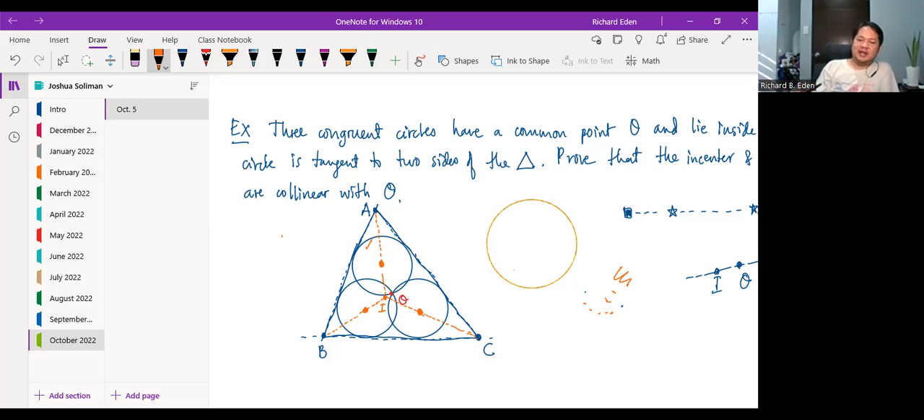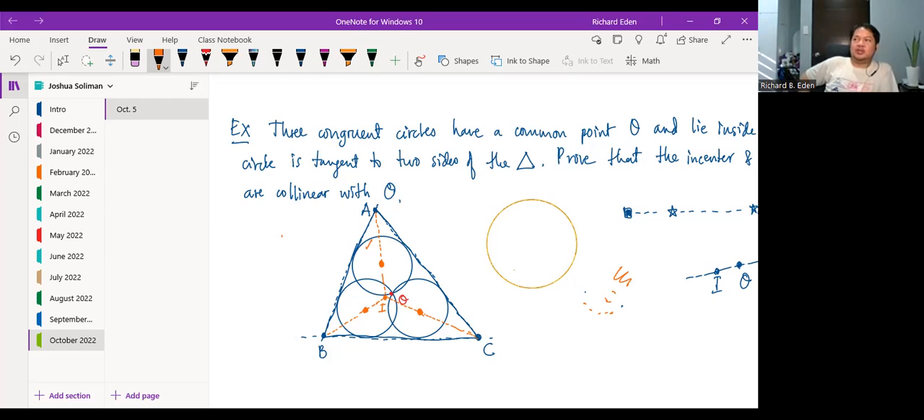So homothety from A, homothety from B, homothety from C. The A homothety will map the A circle to the in center. The B homothety will map the B circle to the in center. But because the A circle and the B circle have the same radius, under those two homotheties the images will be the same. So that means the scale factors are the same.